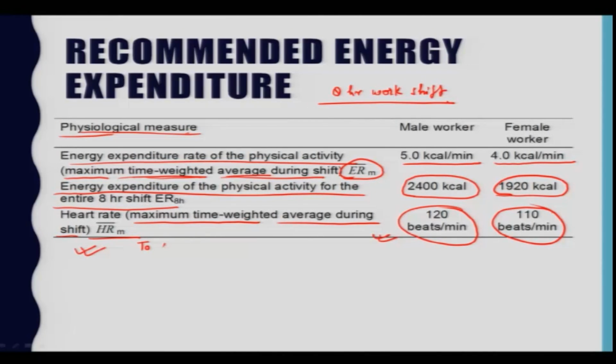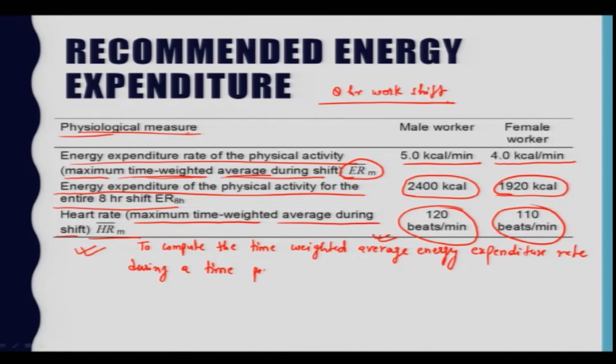So in order to compute mathematically, if you want to calculate the time weighted average energy expenditure rate during the time period of interest, it can be written as: the energy expenditure rate can be determined by the summation of total time multiplied by energy expenditure upon total time.